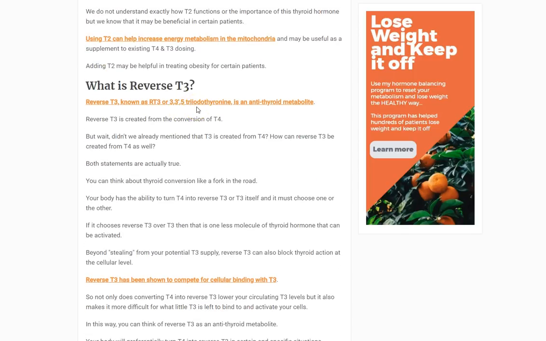The next thing that we want to talk about is reverse T3, and this you should consider an anti-thyroid metabolite.